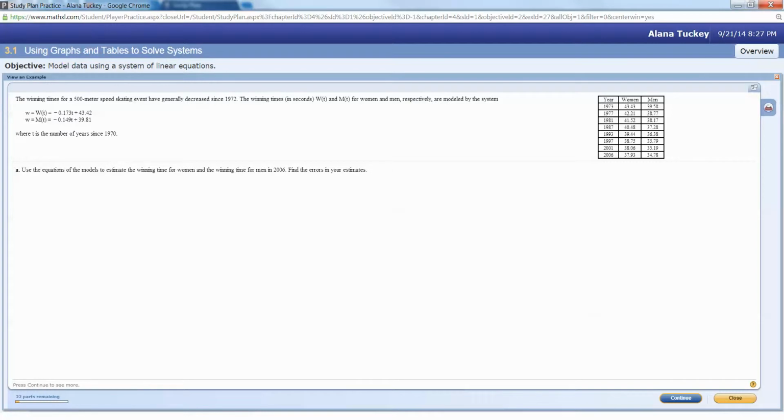So we have the winning times for our 500 meter speed skating event have generally decreased since 1972. The winning times in seconds, W of t and M of t for women and men respectively, are modeled by the system, and they've given you two equations here, one for women and one for men. Notice that both are where t is the number of years since 1970, so they're giving you a starter year right there. So the first mission is to use the equations of the models to estimate the winning time for women and men in 2006 and find the errors in our estimates.